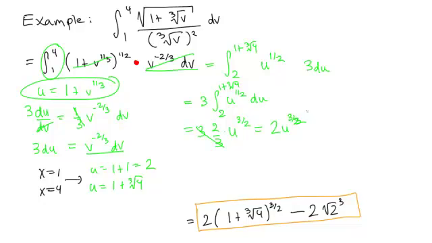And so our final evaluation would go from 2 to 1 plus the cube root of 4. And so if we plug in directly, we'll have 2 times 1 plus the cube root of 4 to the 3/2 power, take away 2 times 2 to the 3/2 power. And that matches what we get. 6 of one, half a dozen of the other.